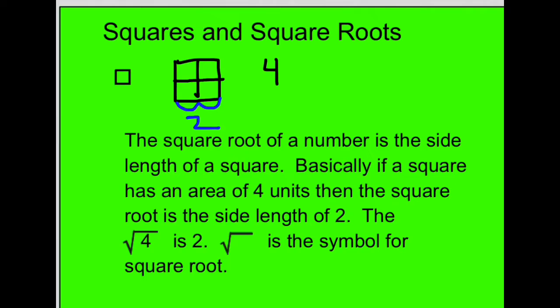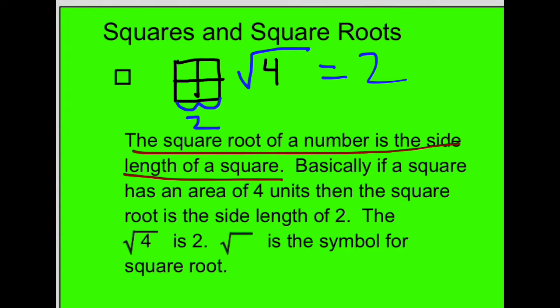Now there's a symbol for square root. It looks like a division symbol. So if I was to say the square root of 4, you would say the square root of 4 equals 2. The square root means the side length of a square. So I'm going to underline this right here. The square root of a number is the side length of a square. That's a really important piece of information. Basically, if a square has an area of 4 units, then the square root is the side length of 2.